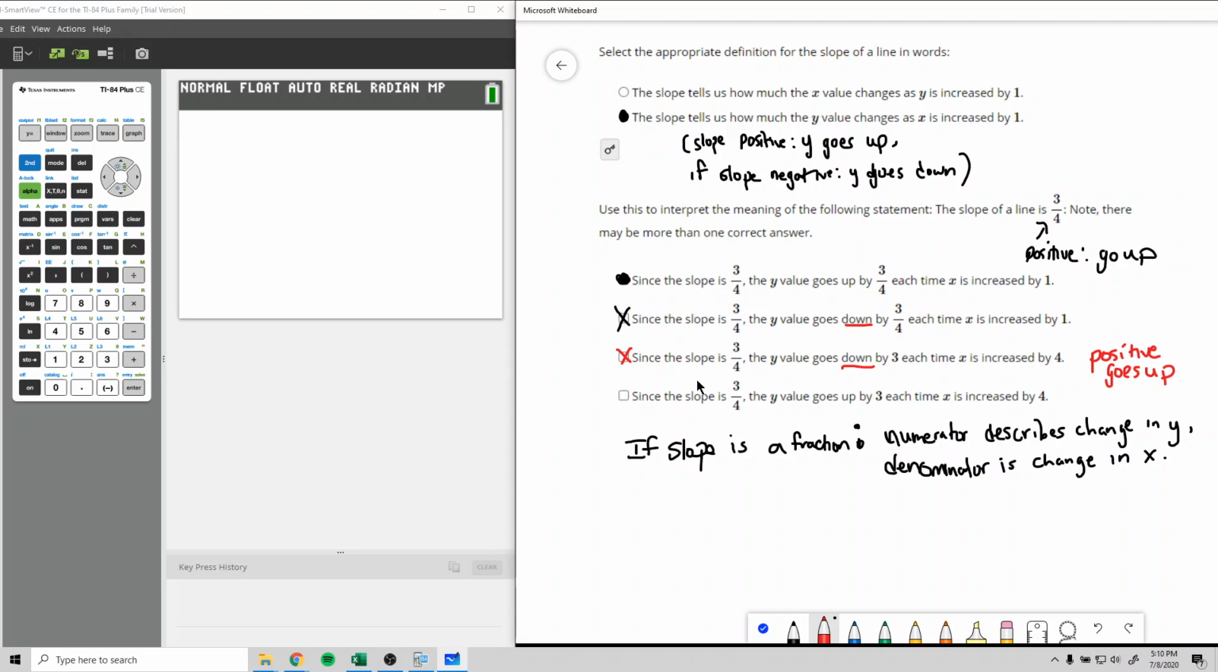But the fourth choice is also correct, since it says since the slope is 3/4, the y value goes up by 3 each time x is increased by 4. So we have two correct answers for this one, the first and the last one.